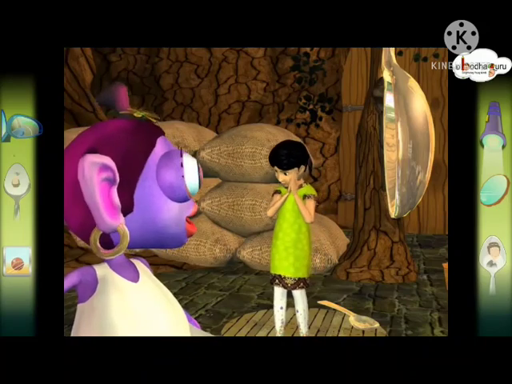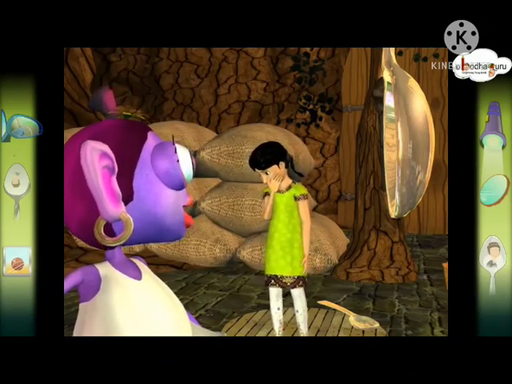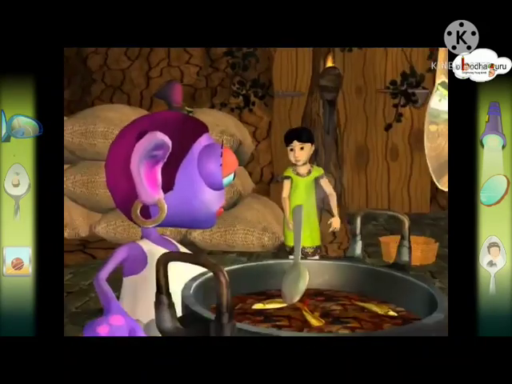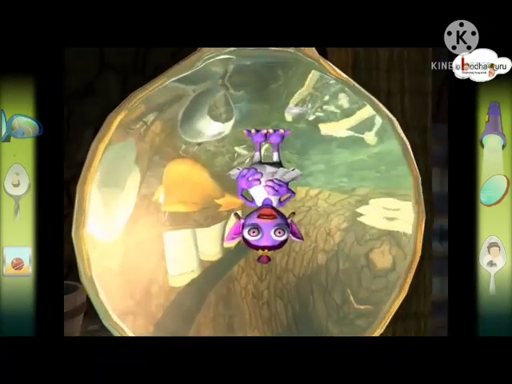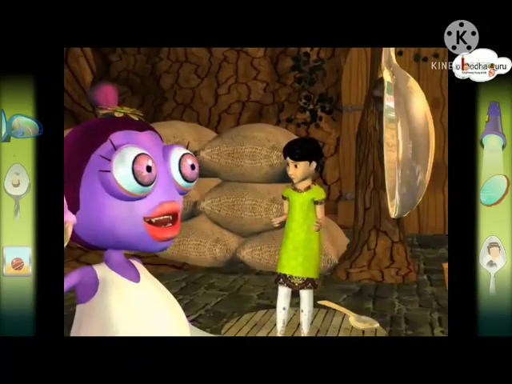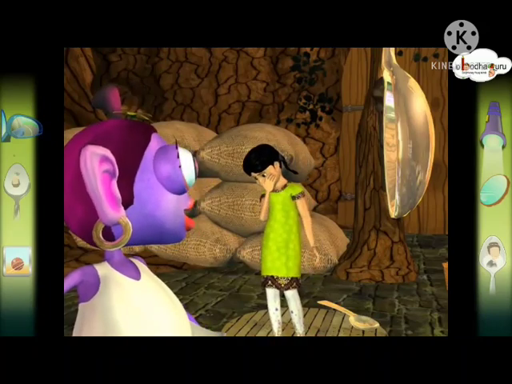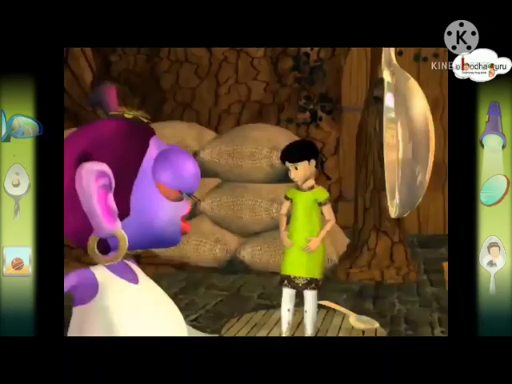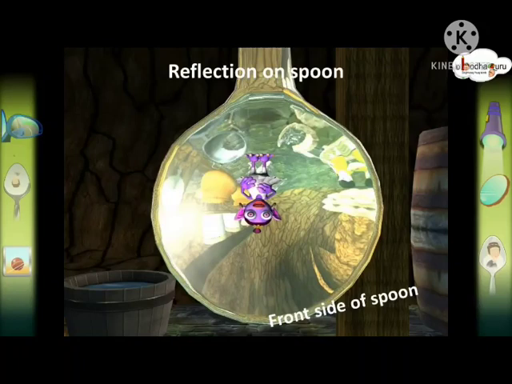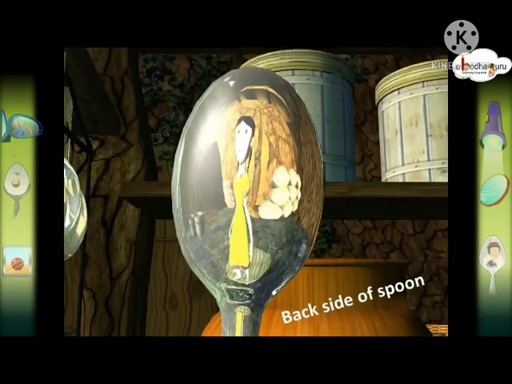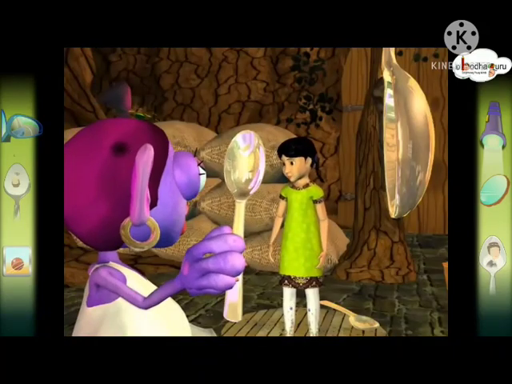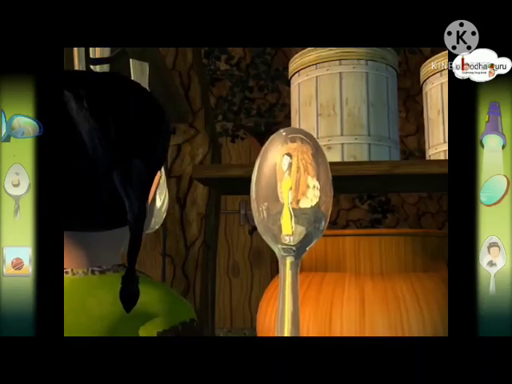Like in the story, Gina and Khushi were playing in the kitchen while cooking the dinner for the giant. Gina looked into the spoon and saw her image. Look, she saw her image on the inner side of the spoon and the image was upside down and also smaller in size. Then she turned the spoon. Now Khushi saw her image on the back side of the spoon. And how was her image?